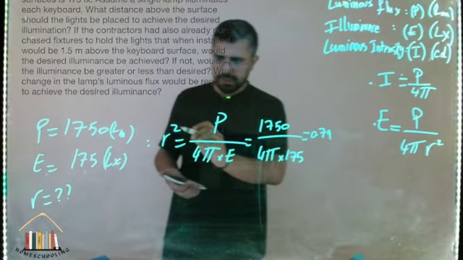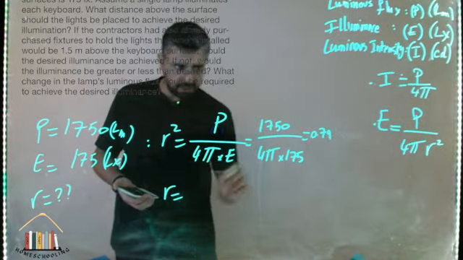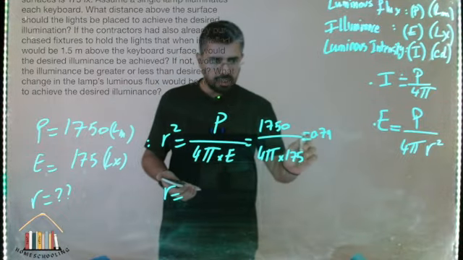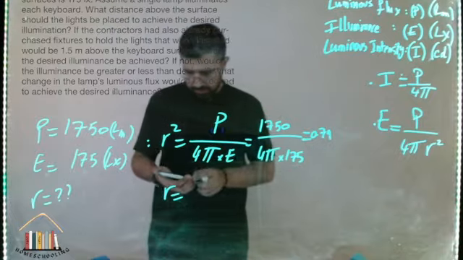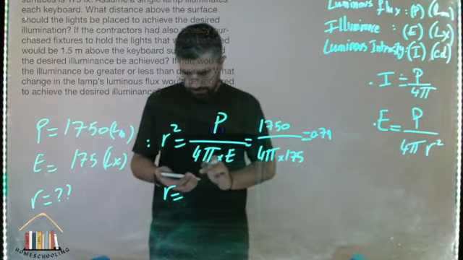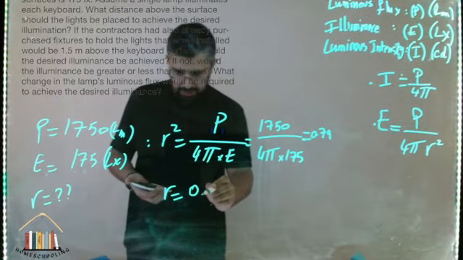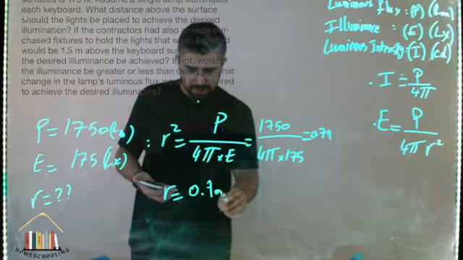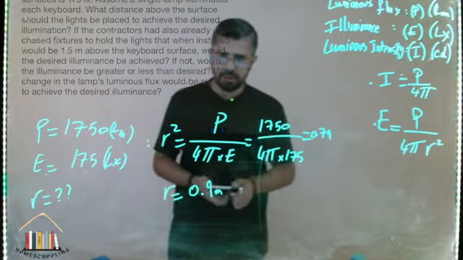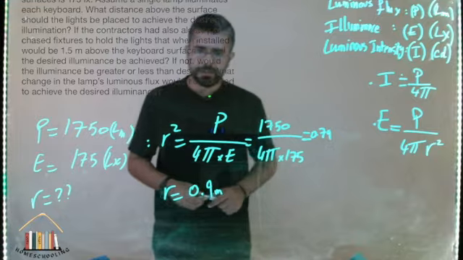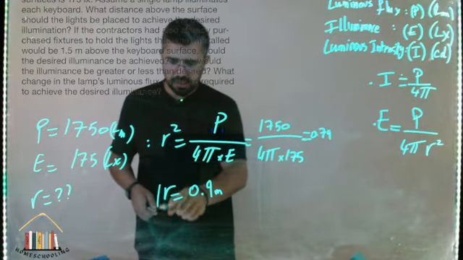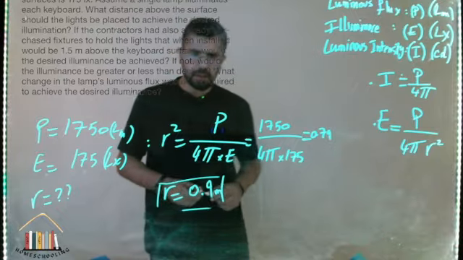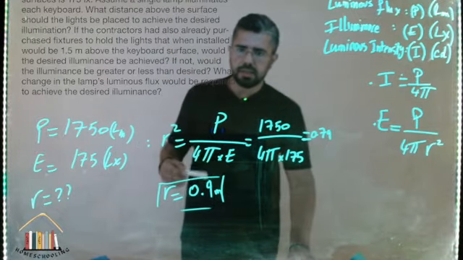But don't forget it is squared, so we have to do the square root of this value. You do the square root of this value, and you get around 0.89, or I will consider it as 0.9 meters. It's 0.9 meters. Okay, so this is the first part of question number 7.